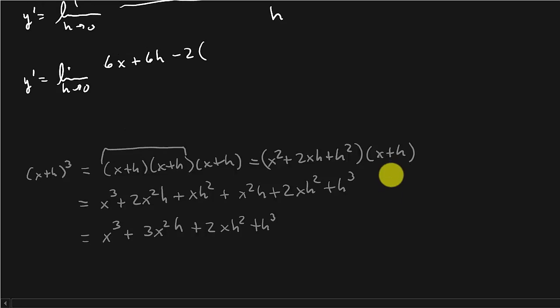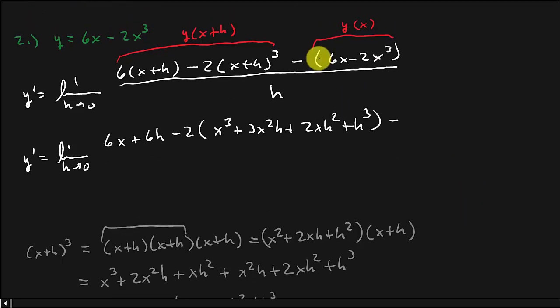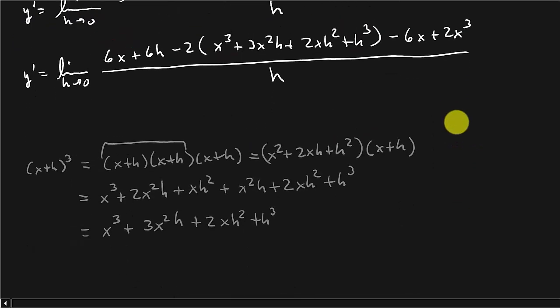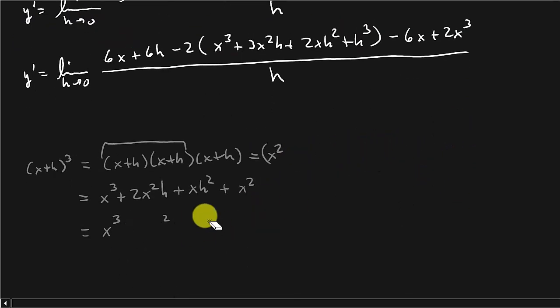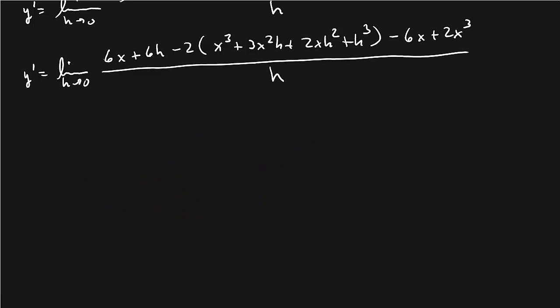All right, so I multiplied that out. Now I can just copy that right here. So that's going to be x cubed plus 3x squared h plus 3xh squared plus h cubed, minus, I'm going to distribute the negative, so minus 6x plus 2x cubed, all that over h. All right, so now I can erase this. You might need to do that sometimes, like I just did there. Just go off to the side and do your algebra.